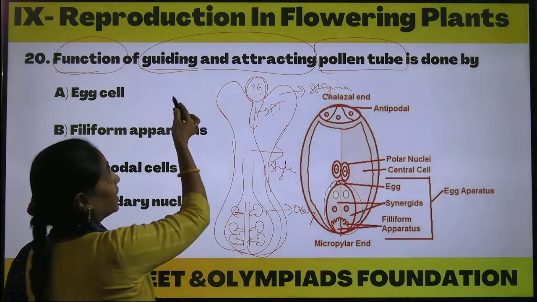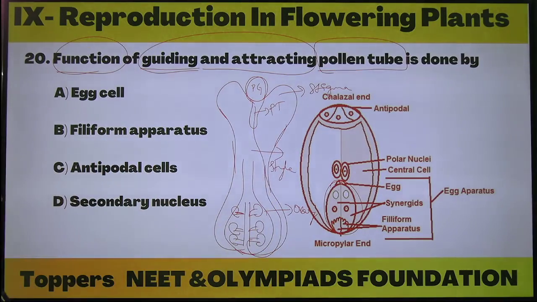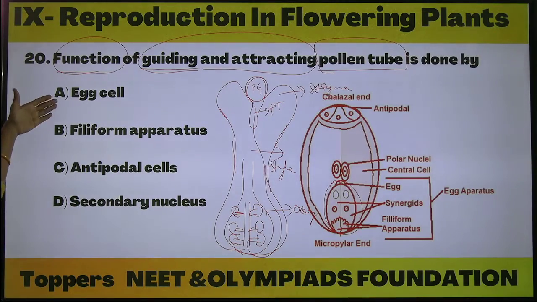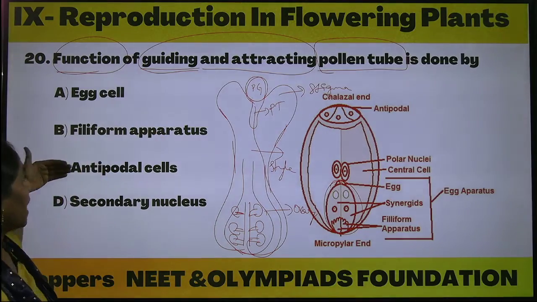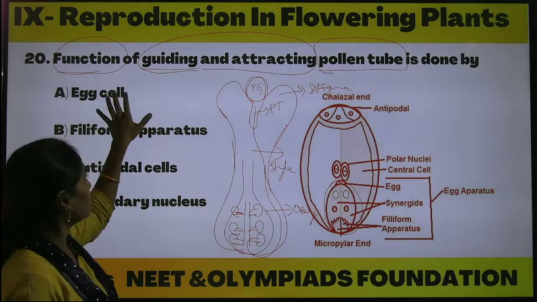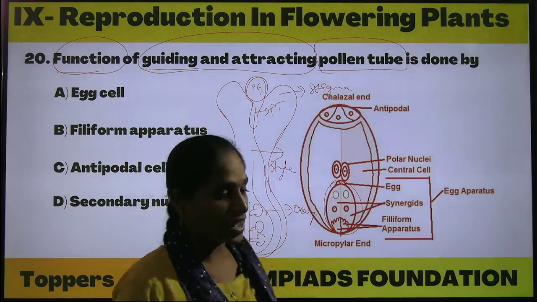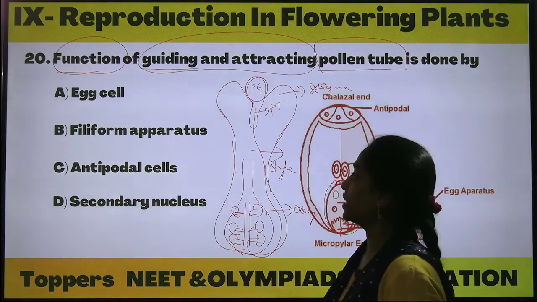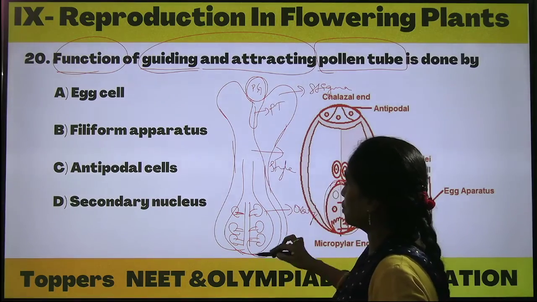So what is attracting and guiding the pollen tube to reach the embryo sac itself? What are the options given over here? The egg cell, filiform apparatus, antipodal cells and the secondary nucleus. All these are found in the embryo sac, okay? So within the embryo sac, something has to attract and guide the pollen tube, which has to reach from the stigma towards the style, and from the style towards the ovule.